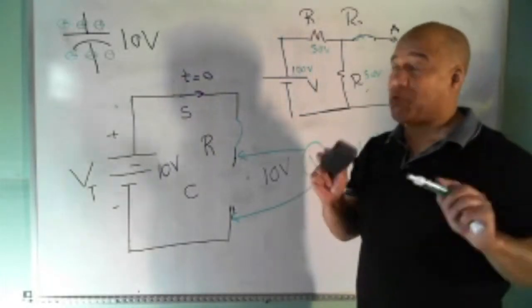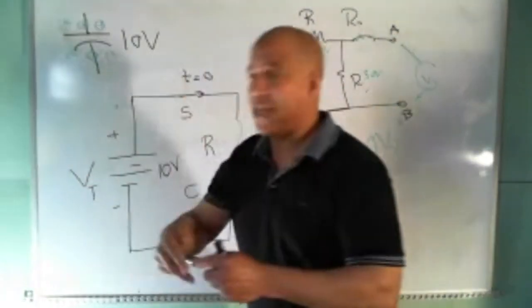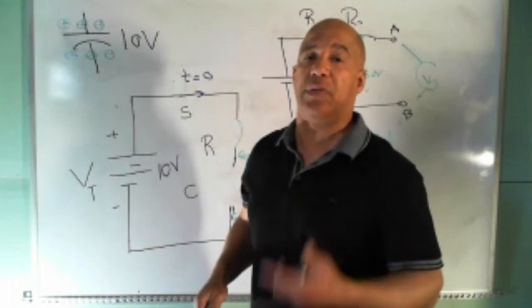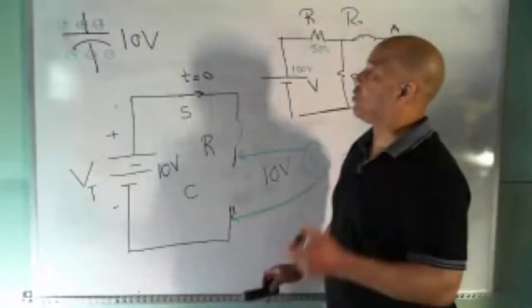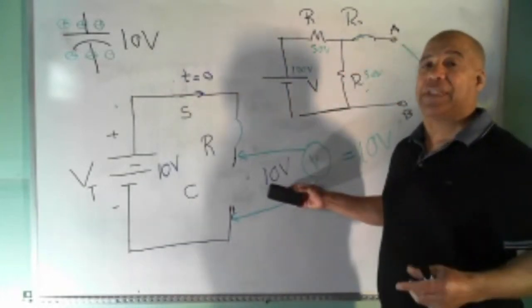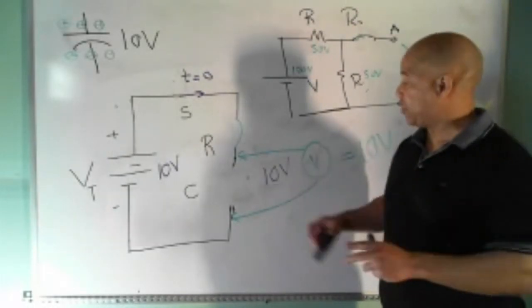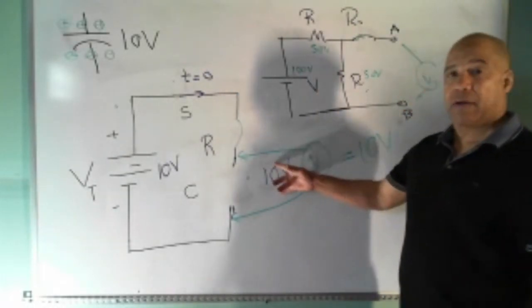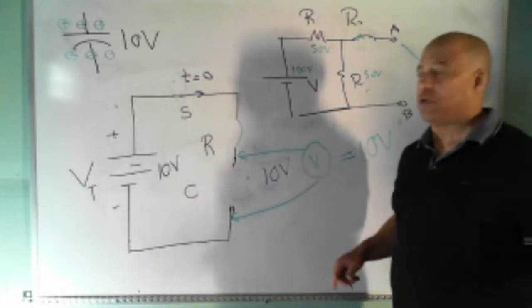But this is critical. Here's what I'm trying to drive home to you. At t equals 0, a capacitor is equivalent to what? Short. At t equals 0, a capacitor is equivalent to a short. When the capacitor is fully charged, and that happens after 5 time constants, the capacitor is equivalent to an open circuit. Now, I'm trying to show you that equivalency right here. So if you don't get it, rewind the video when we put it up on YouTube.